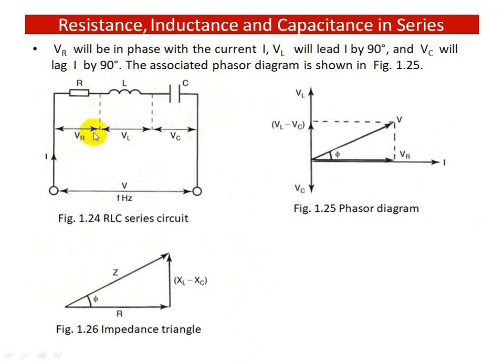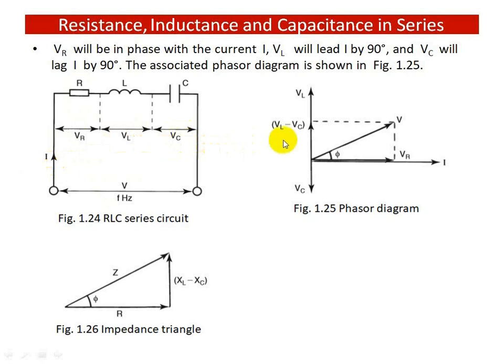So try to remember that in this circuit, the current and the resistor voltage will be in phase. Always the resistor voltage and the current will be in phase. Whereas in the case of inductor, VL will lead the current by some angle, or current will lag this voltage by some angle. In the case of capacitance, current will lead this voltage by some angle.